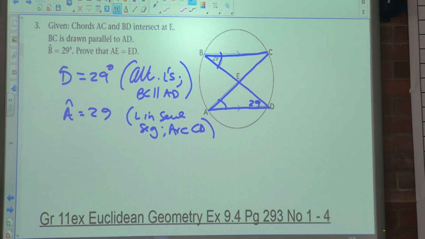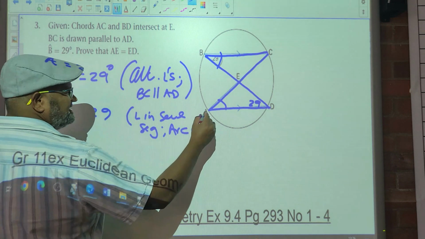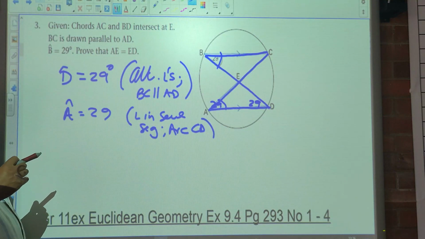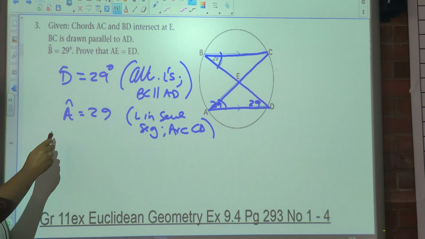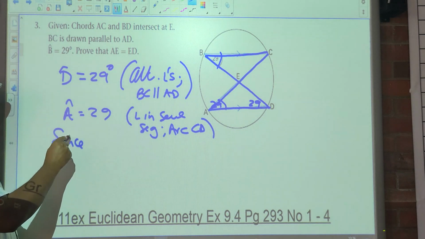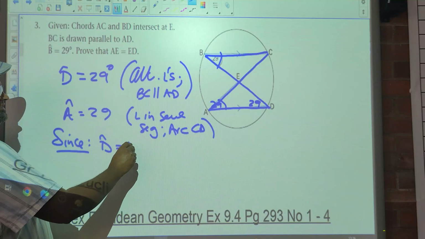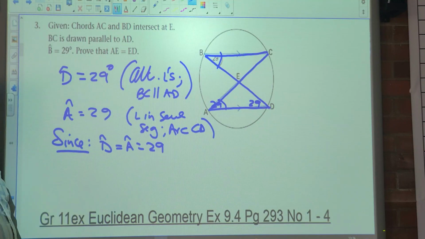Okay. So what do you notice? They are indeed the same. So we state the obvious. So this is how we answer this question. We say since angle D is equal to angle A, which is equal to 29. We're stating the obvious thing.